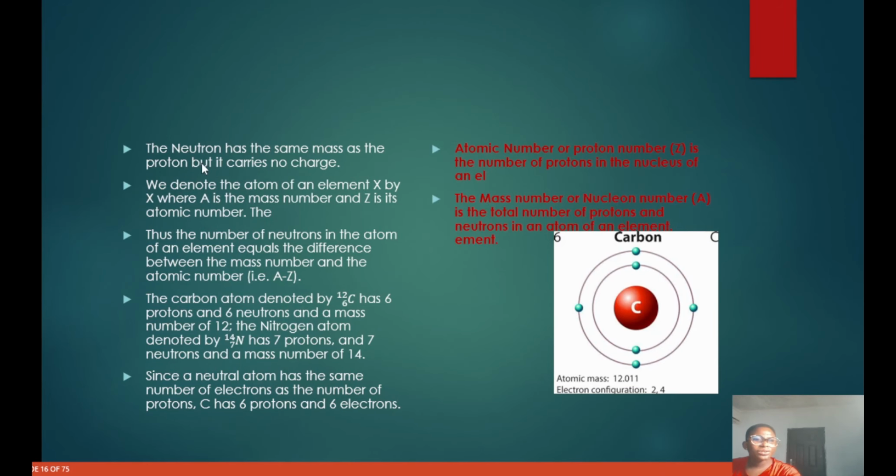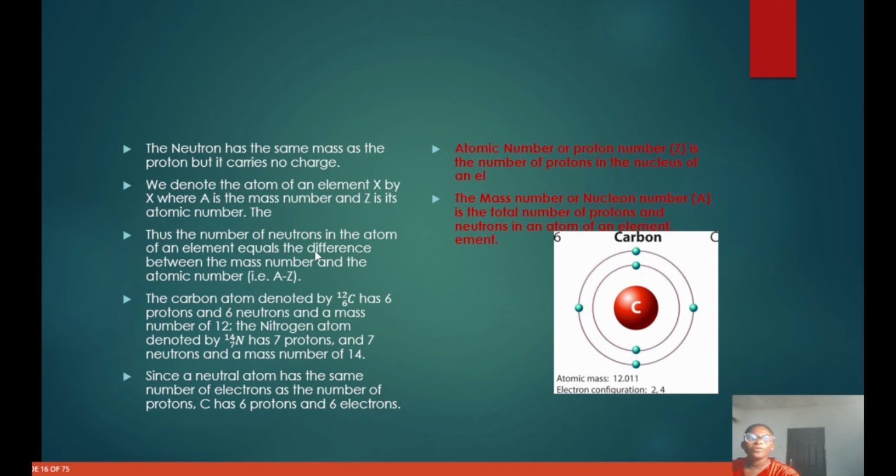So we denote the atom of an element by X, where A is the mass number and Z is its atomic number. Thus, the number of neutrons in the atom of an element equals the difference between the mass number and the atomic number. Don't forget that, because neutrons plus protons will give us the mass number.